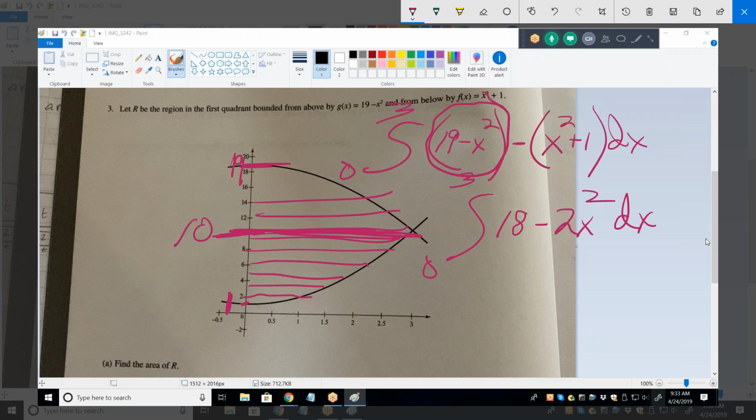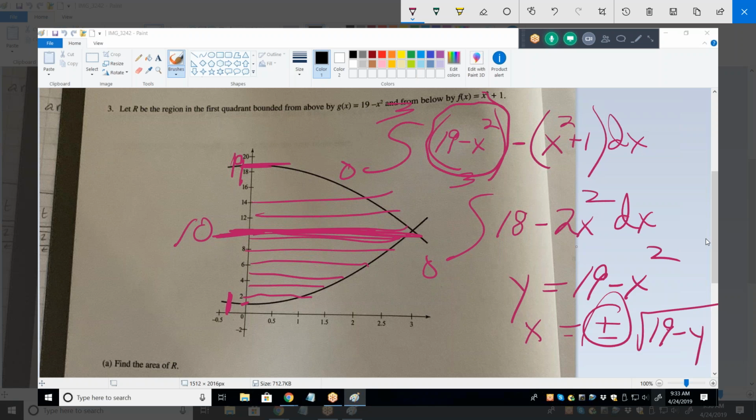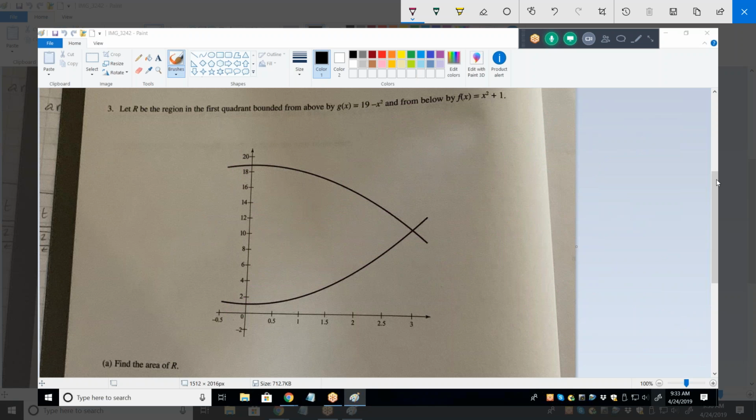If I start with y equals 19 minus x squared, I have to solve that for x in terms of y, and you get plus or minus the square root of 19 minus y. This always introduces a few problems, but it could be done that way also. Let's scroll down to the next question.